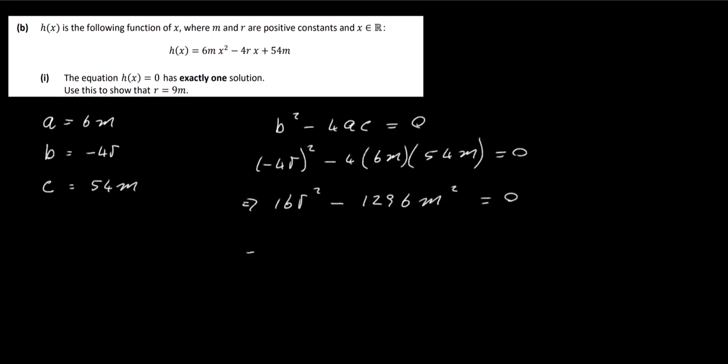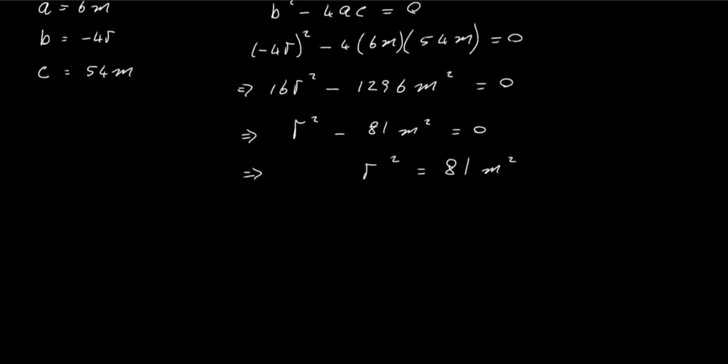That's equal to 0. Now, happily enough, everything here is divisible by 16. So if we divide the first term by 16, we get r squared. Divide 1296 by 16, you get 81, and that's m squared. That's equal to 0. Let's just bring that 81m squared over to the other side. So that's 81m squared here. Now, what we got to do here is square root both sides. So if we square root the left-hand side, we get r. Square root the right-hand side, you get plus or minus 9m.